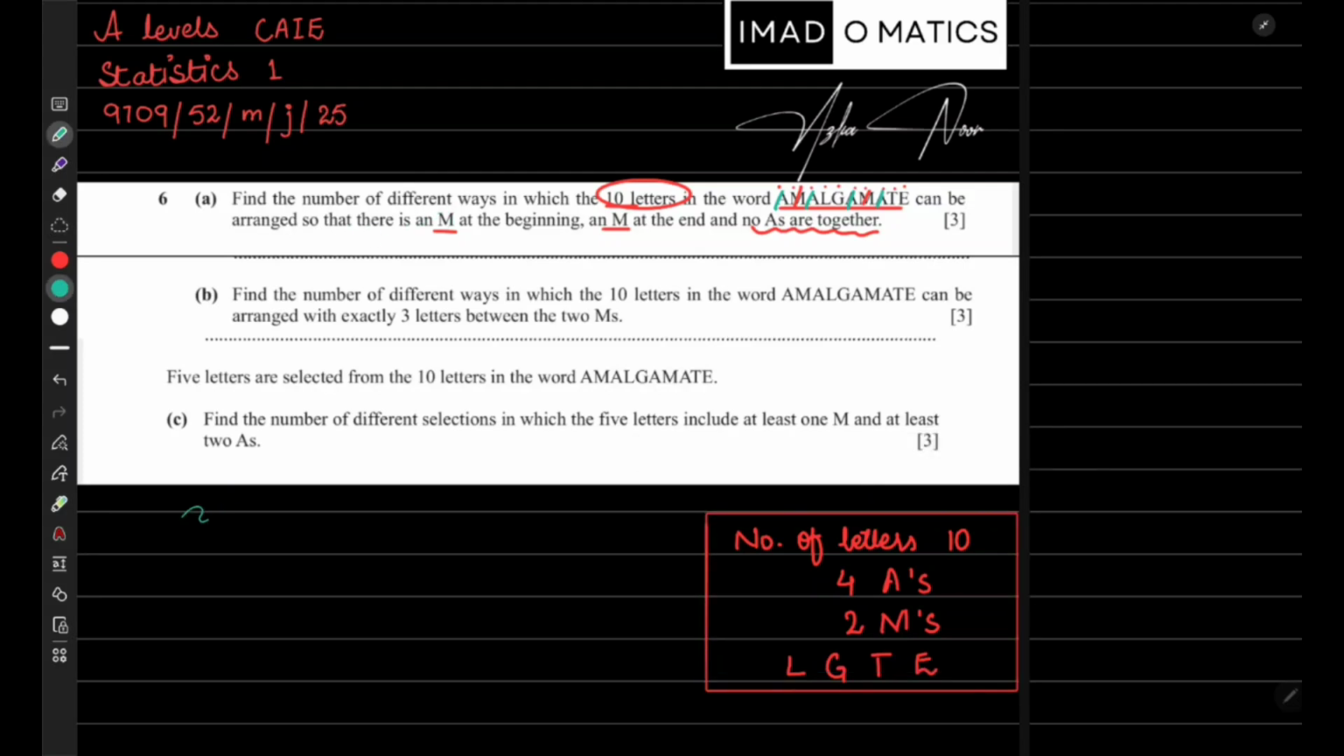Now you could arrange it in a way that M is at the beginning and M is at the end. So how many spaces are left behind? 1 2 3 4 5 6 7 and 8. So we are left with 8 spaces and no A's are together. So it could be like we leave one space for A between the letters. So this is how they want it.